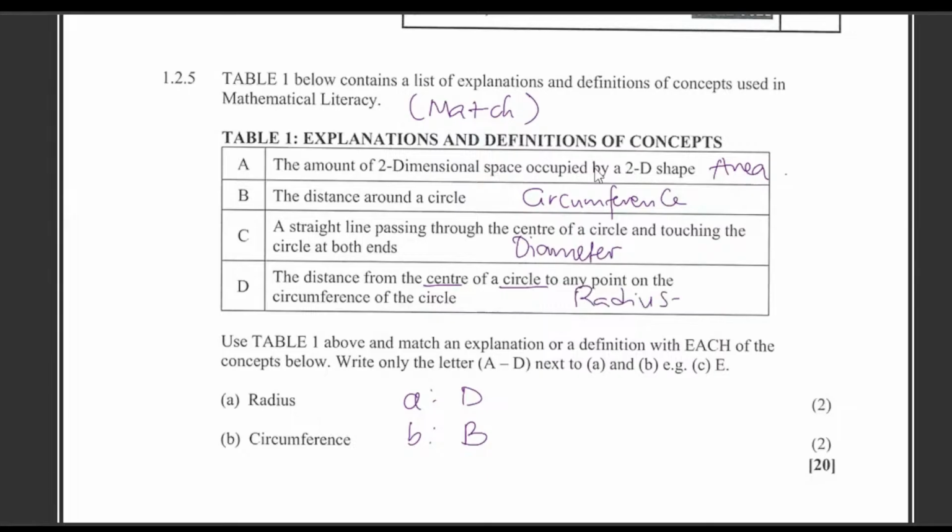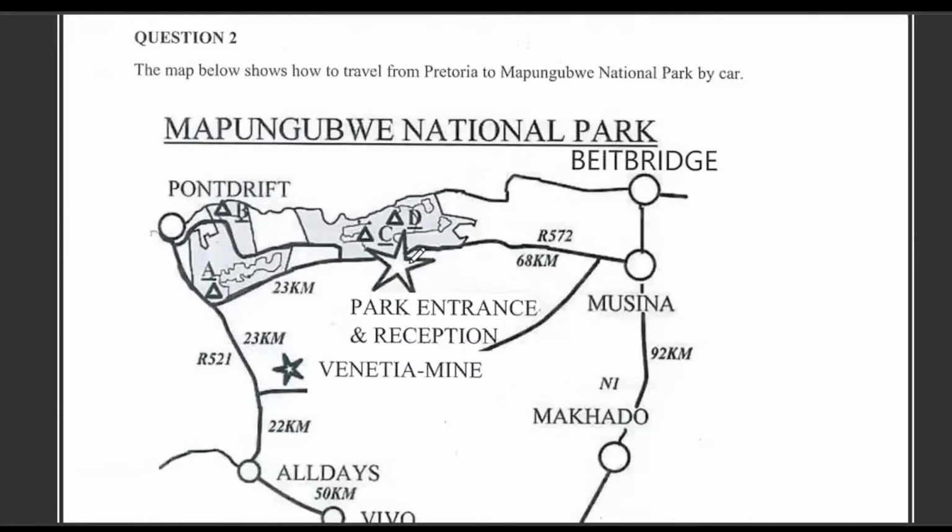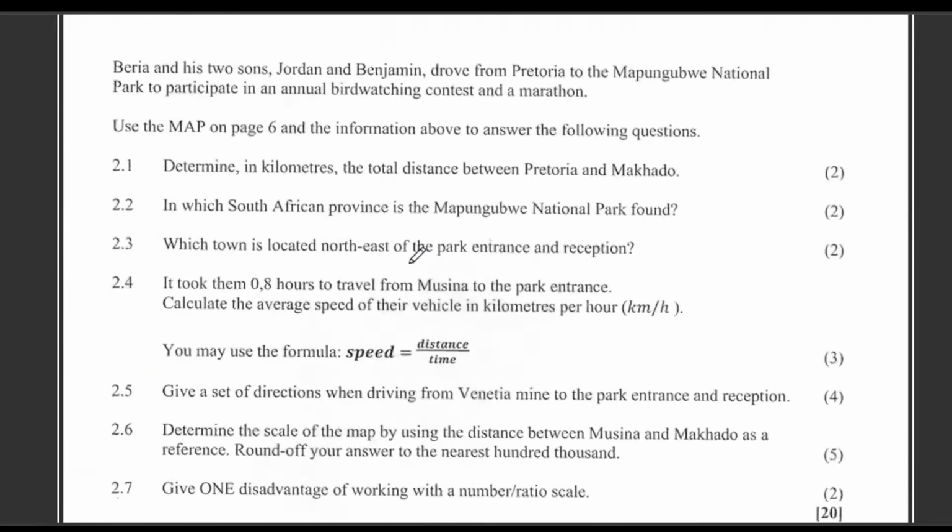Okay, let's continue. Let's look at question number 2. Question 2 starts with an annexure. The map is there. Okay. Beria and his 2 sons, Jordan and Benjamin, drove from Pretoria to Mapungwe National Park to participate in an annual bird watching contest and a marathon. Use the map on page 6 and information above to answer the following questions.